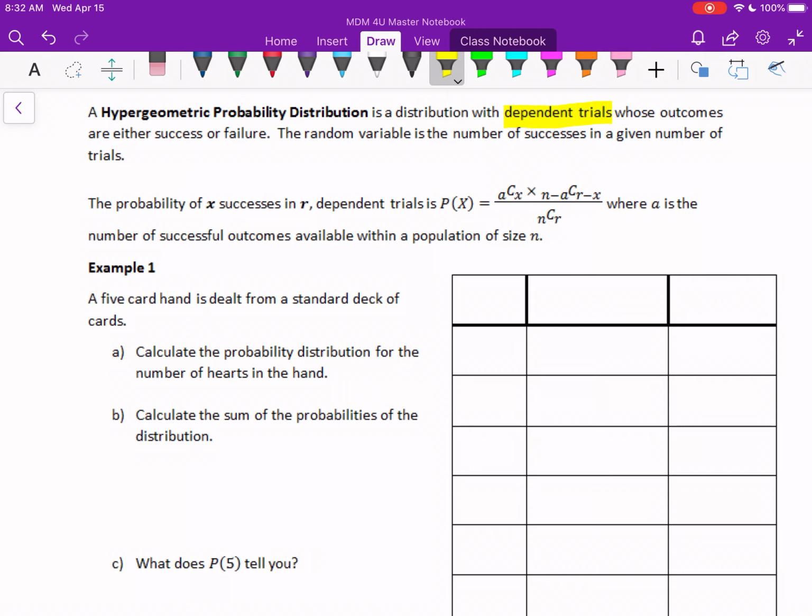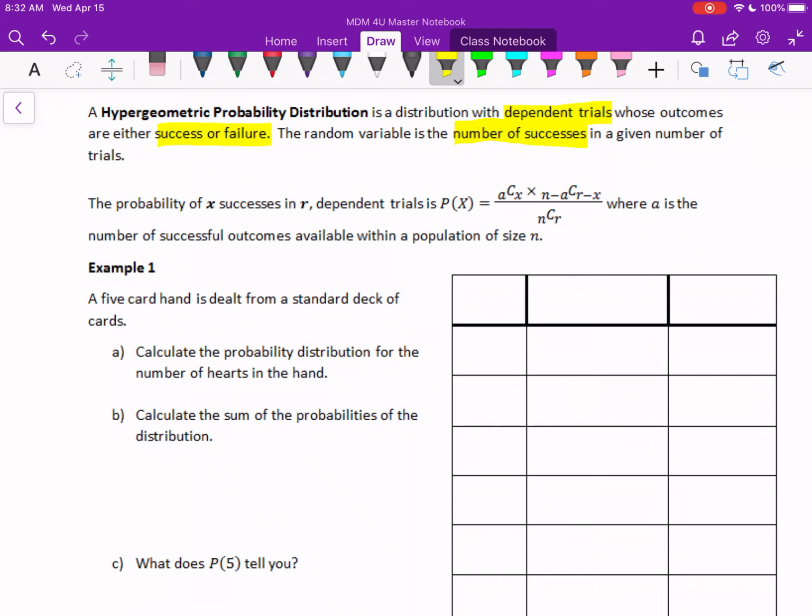And just like in the binomial distribution, we're looking at either success or failure. The random variable is the number of successes in a given number of trials. That's exactly the same as in a binomial distribution. So again, we're breaking things down into success or failure.